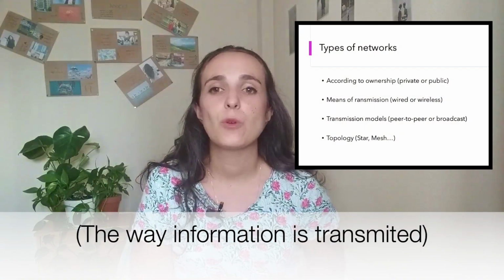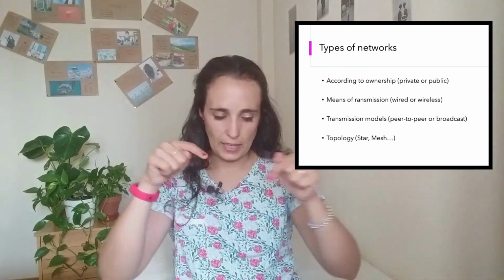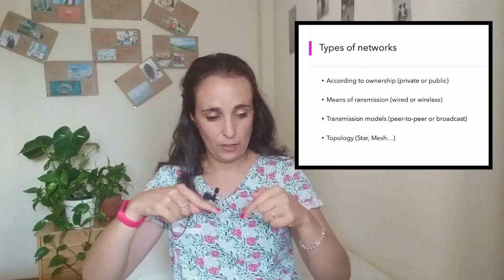Then transmission model. It could be peer-to-peer, just computer to computer, or broadcast from one server or computer to a lot of them. And finally, according to topology. It's like the way computers are connected in a network. Usually we use star topology, which is one in the middle and then the spread, or mesh, which is like a kind of web, like a spider web, let's say.